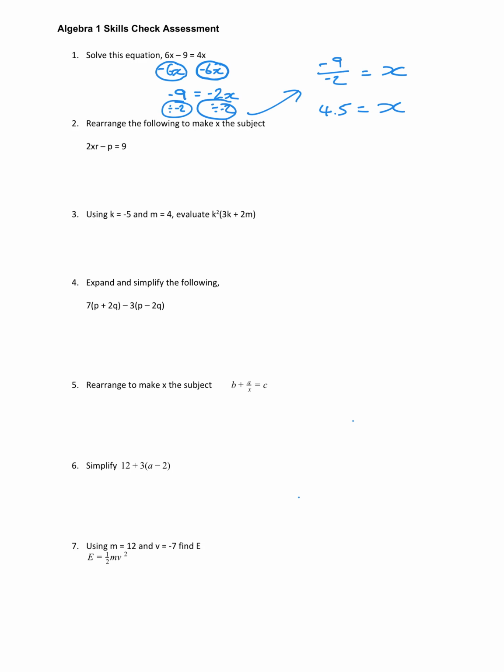Now, the second question is rearranging a formula. I want to rearrange the following to make x the subject. This works in a very similar way to an equation in terms of our manipulation of it. We just need to get the x on its own, because it says we need to make x the subject. So let's get started. The first thing I want to clear out is that p, so I need to add p to both sides. That's what I'm doing.